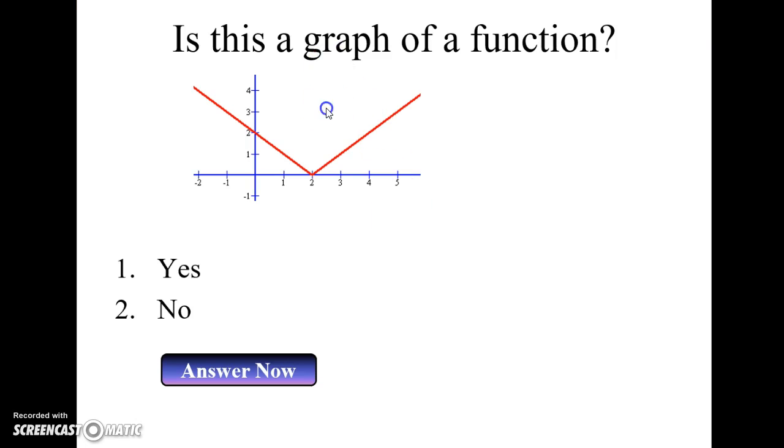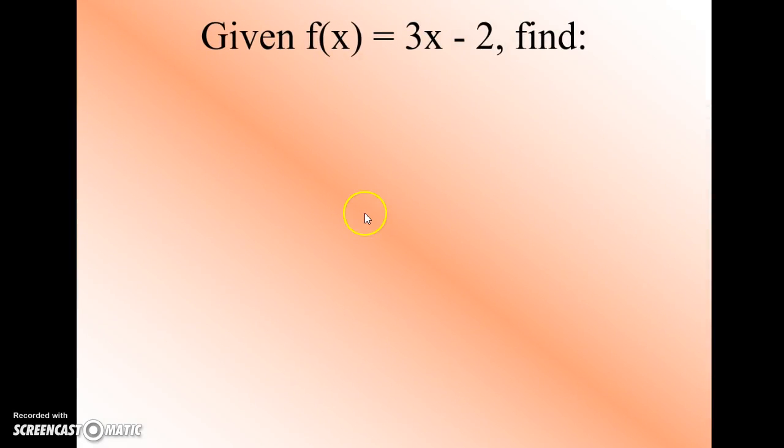So is this a function? Yes. Draw your vertical lines. It's only going to hit once. Okay, the last thing you're going to do is, when you're given a function, you're going to have to solve. So given f of x is equal to 3 times x minus 2, you're going to find f of 3. What that means is it's a fancy way of saying, hey, let x be 3 and solve.